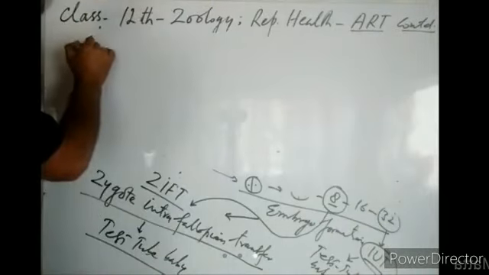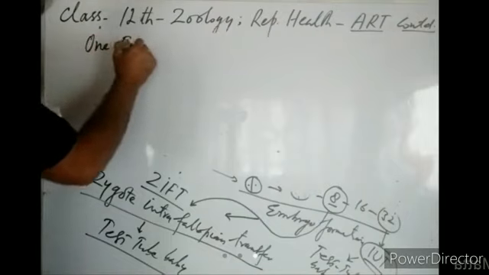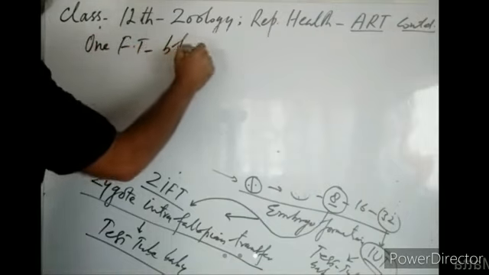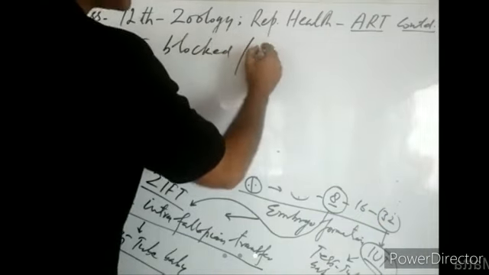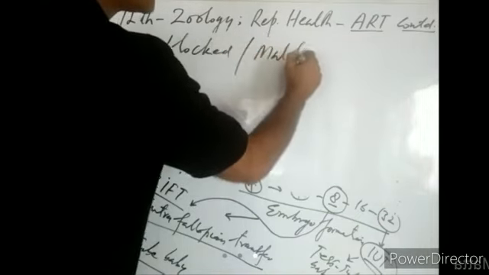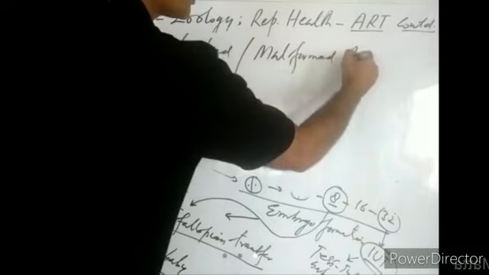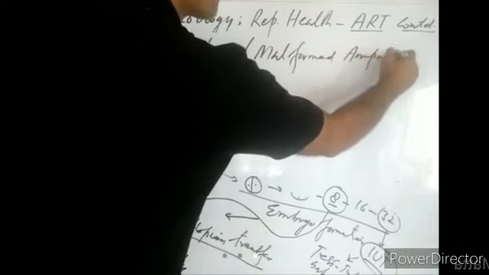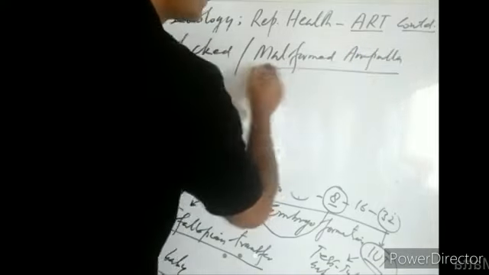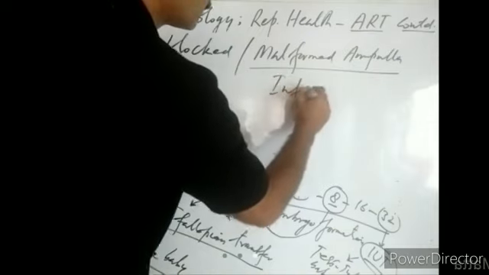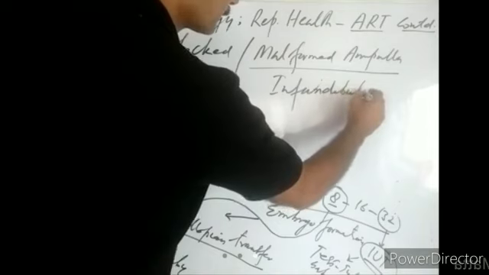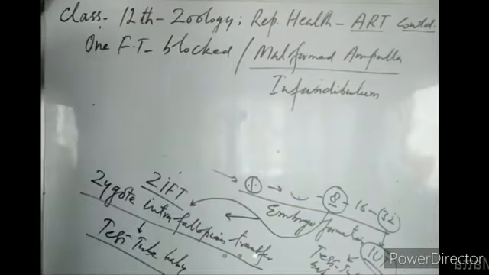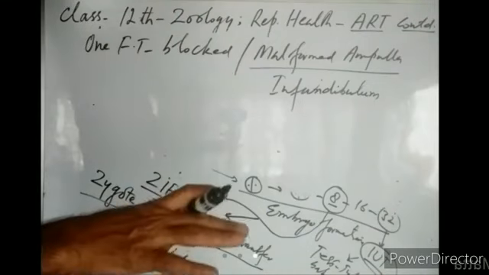So one fallopian tube may be blocked, or fallopian tube may be having malformed ampulla, or infundibulum may be malformed, right? So there are some females whose one of the fallopian tube is blocked.